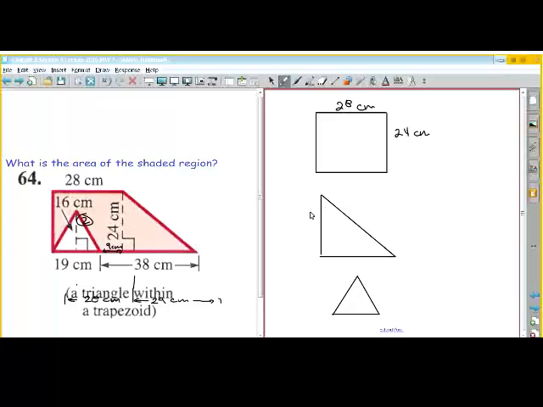Then I have this larger triangle. This side, which is the height, is 24 centimeters. Then I need the base of the triangle, which is this part, and that's not given exactly, so I had to do a little subtraction. I knew that this total distance was 28, and therefore this total distance has to be 28. So if this is 19, this little space has to be 9, so 19 plus 9 is 28. Once I know this is 9, I can subtract 9 from 39, which gives me 29. So that's 29 centimeters.